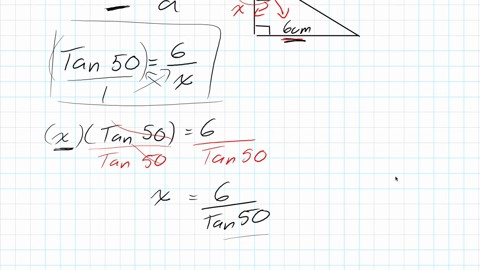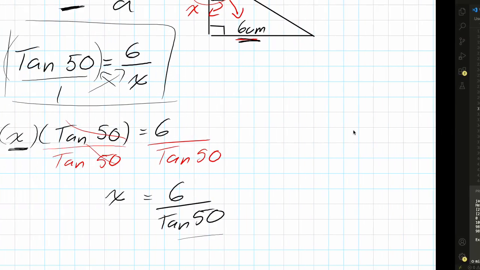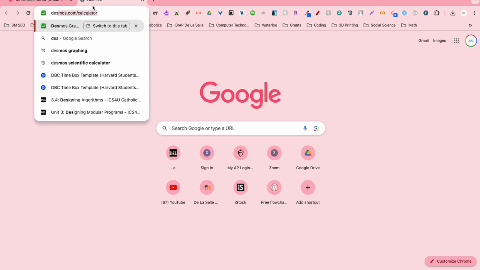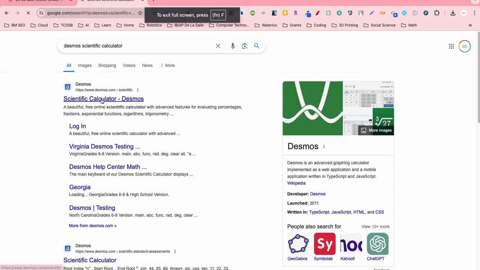So what I can do here is, let me see, no, it's programming information. Let's jump into Desmos here. Desmos scientific calculator. Awesome.